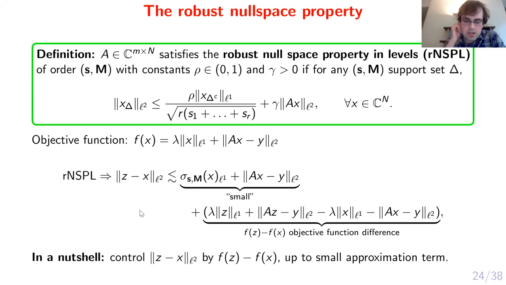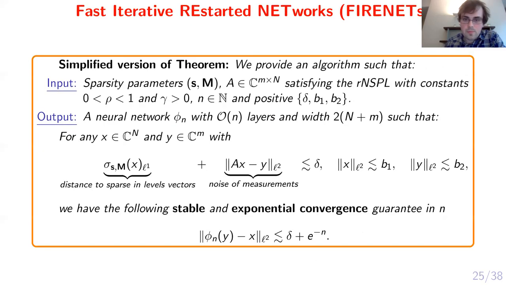So in other words, what I'm doing is I can control the gap, or the distance from z to x, by the difference in the objective function, up to something that is going to be a small approximation term. And the theorem is as follows.